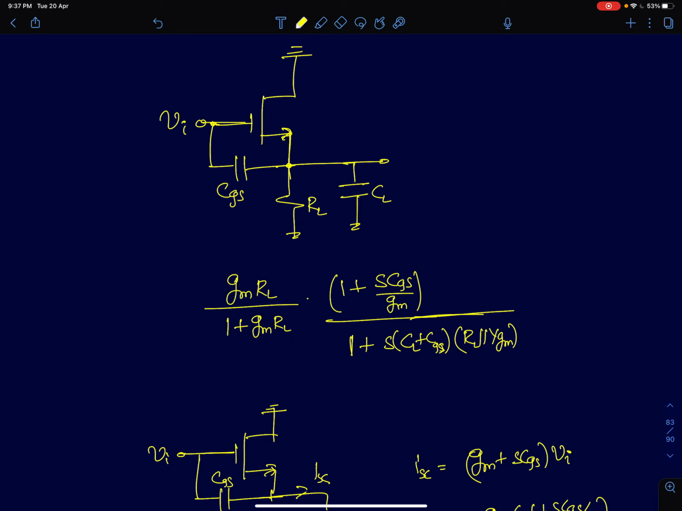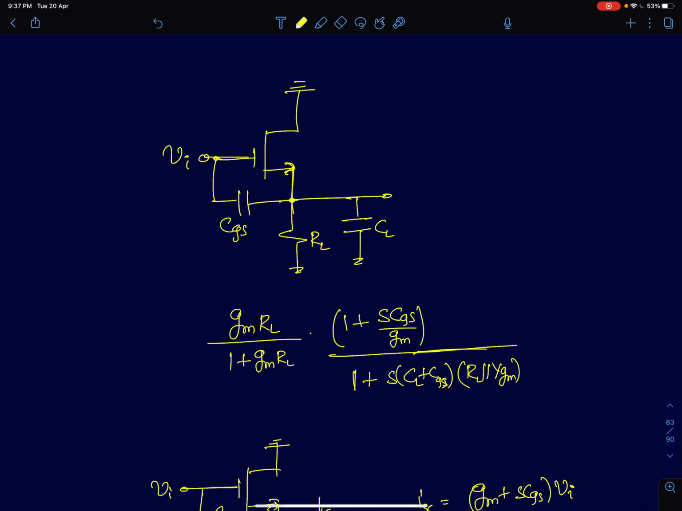Hi everyone. Now we will start discussing the frequency response of a common drain amplifier. Just to quickly refresh your memory, a common drain amplifier doesn't give much of a voltage gain, but it has all the properties of a good voltage amplifier.